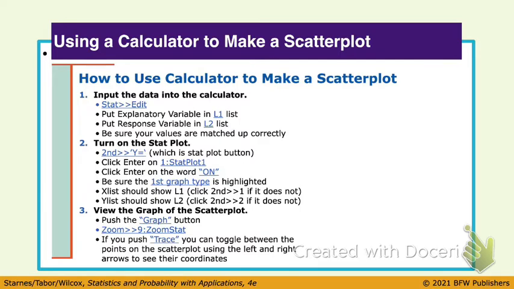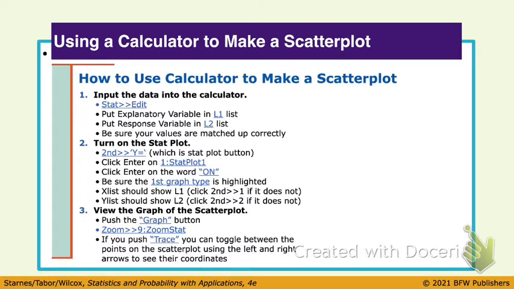If you hit trace, which is in the middle of the screen across the top, you can toggle left and right and see all of your different data values. It does go in order of the list. It does not go from highest to lowest or anything like that. It goes in order of the list. So sometimes you just have to keep cycling through until you get to the data point you're interested in seeing.